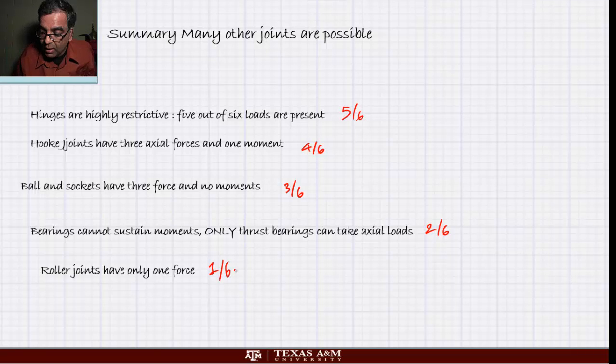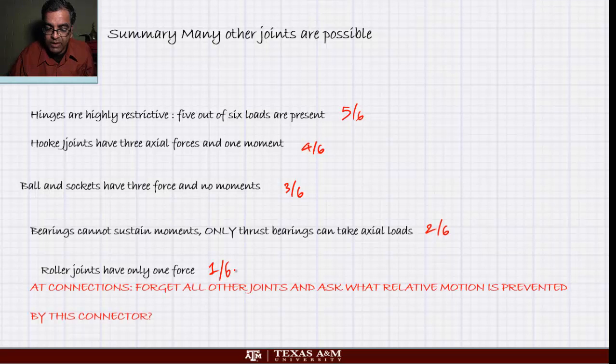That's how it works. Okay, and please remember this major idea: at connections, forget all the other joints and ask what relative motion is prevented by this connector. If you have that idea, it's there. By the way, your textbook in chapter 5 lists many more joints than the ones I have given. You should take a look at it, and you should be able to figure out any joint now. You don't have to look up a table. You should just be able to look at the joint and figure out what the possible constraint forces are. Thank you.